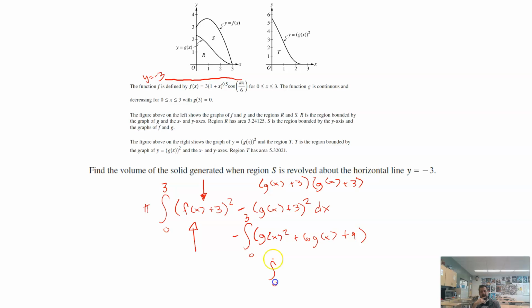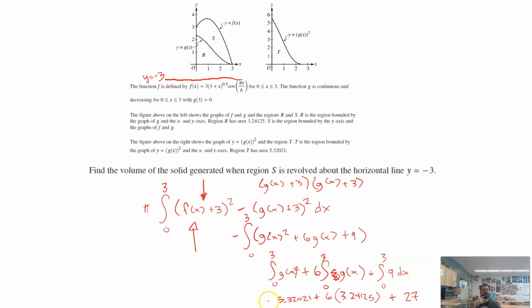Furthermore, if I just give integrals from 0 to 3 to each of the terms in here, so I've got 0 to 3 there, 0 to 3 there, and 0 to 3 of just 9, and all of those have a dx on them, it tells me the integral from 0 to 3 of g of x squared is 5.32021. If I pull the 6 out in front of this, I know the area from 0 to 3 of g of x. That is 3.24125, and I'm just going to multiply that by 6. And then if I do the integral from 0 to 3 of 9 on my calculator, I find out that that's 27.